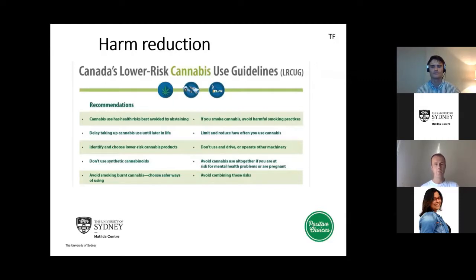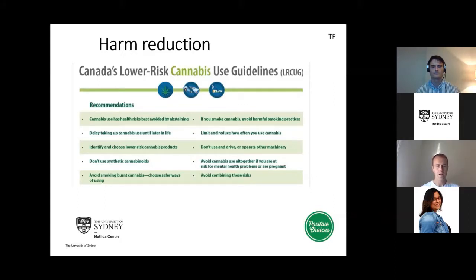Another key recommendation is identifying and choosing the lower risk cannabis products. Those specifically are cannabis products with low THC or low THC to CBD ratios. Another point, as I illustrated earlier, don't use synthetic cannabinoids. These are far more risky and should be avoided at all costs.